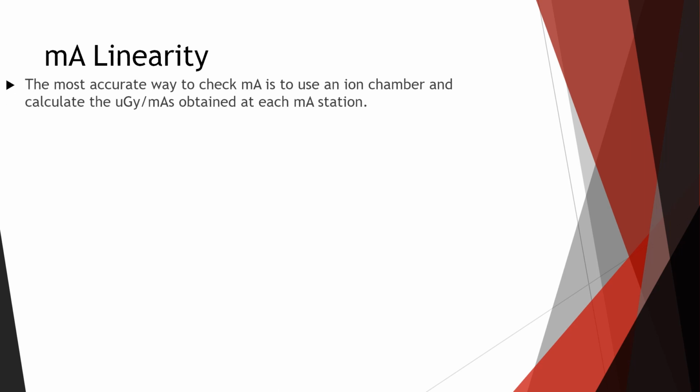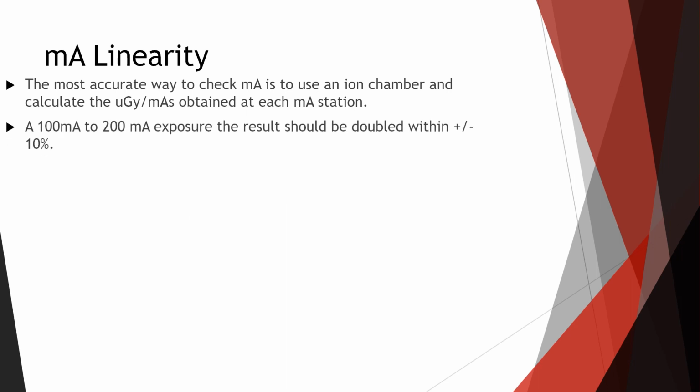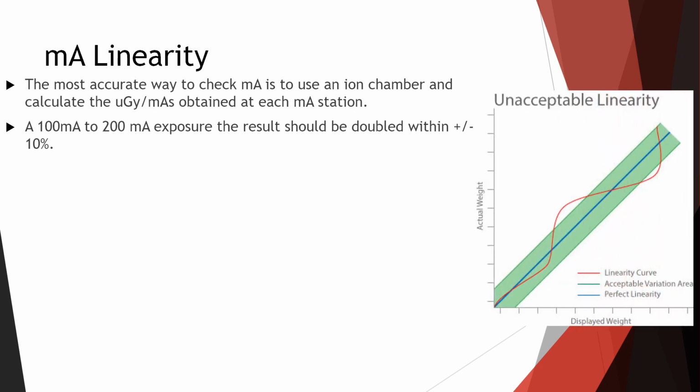So again, the most accurate way to measure mA is to use an ion chamber and to calculate the micrograys divided by mAs obtained at each mA station. From a 100 mA to a 200 mA exposure, the result should be doubled within plus or minus 10%. We can see the graph here to the right that the blue line is perfect linearity.